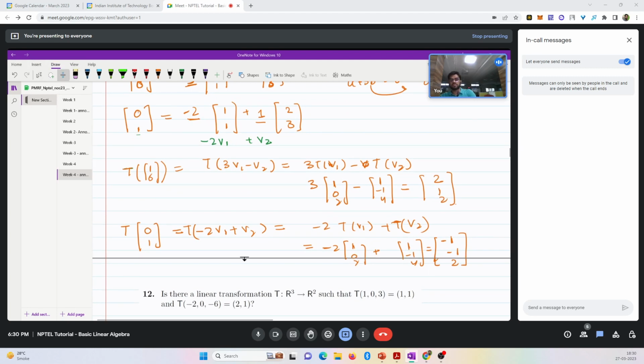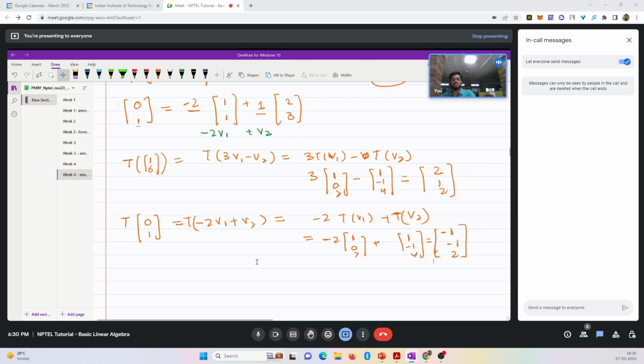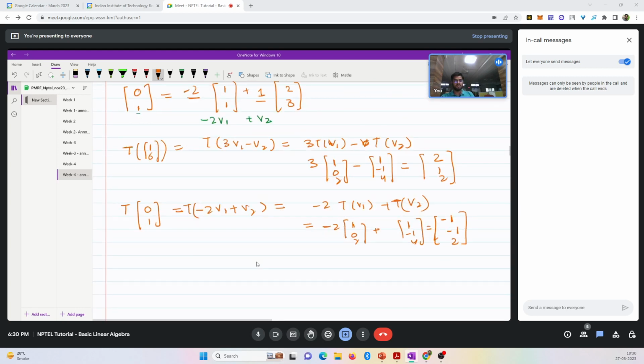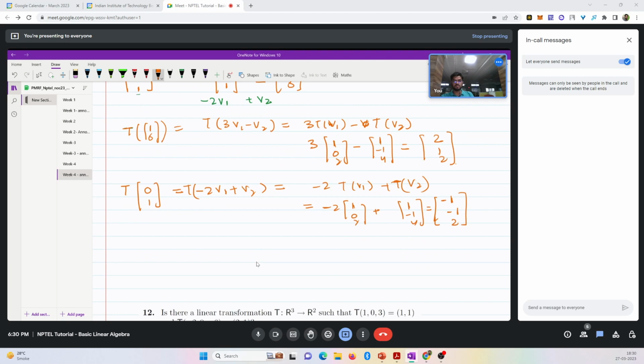So why did we do all this? We were asked to prove that there exists such a linear transformation such that this kind of thing holds. Now we will try to write a general formula for this. Let's say we want to write a formula for T(x, y). How do we write this? Now you can see that (x, y) is nothing but x times (1, 0) plus y times (0, 1), and we have obtained these quantities.